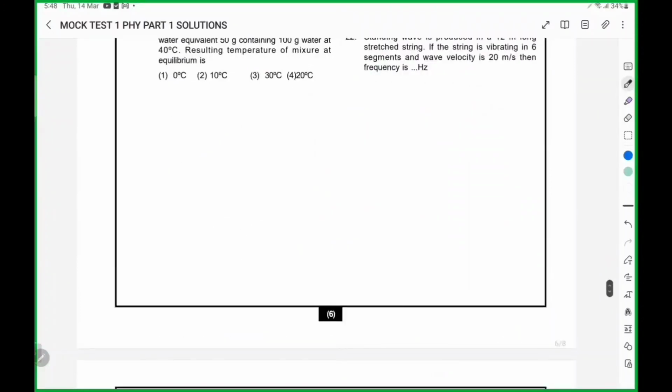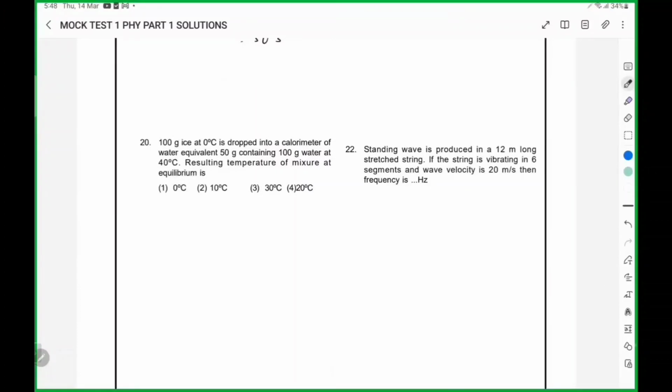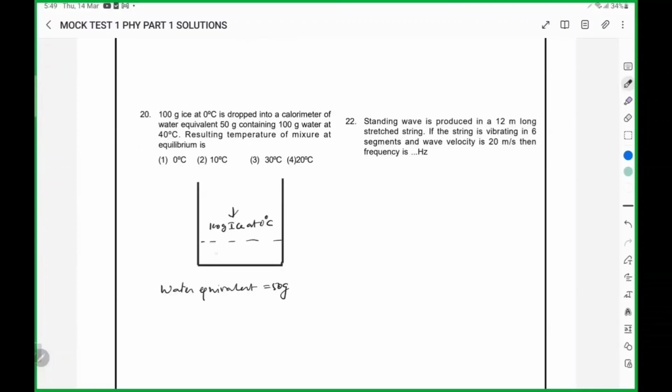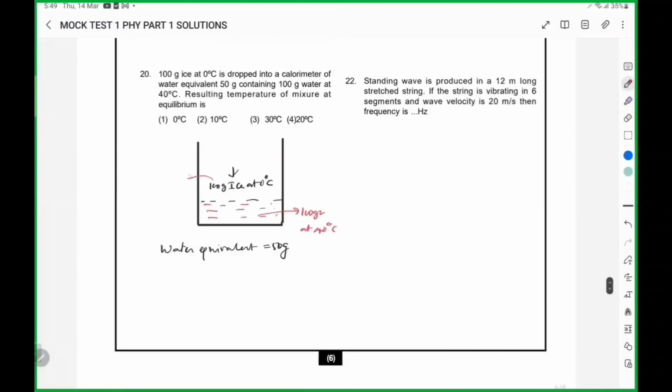Here, 100 grams of ice at 0 degree centigrade is dropped into a calorimeter of water equivalent 50 gram. This calorimeter is already containing 100 grams of water at 40 degrees centigrade. So here, the ice is the cold body and this is the hot body.